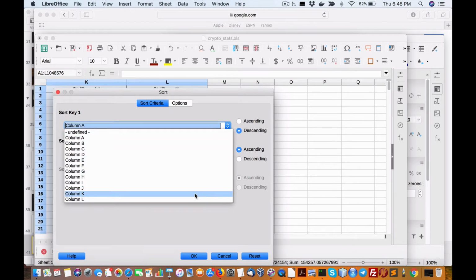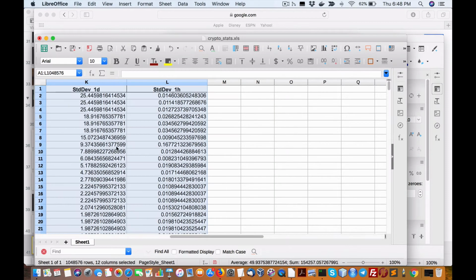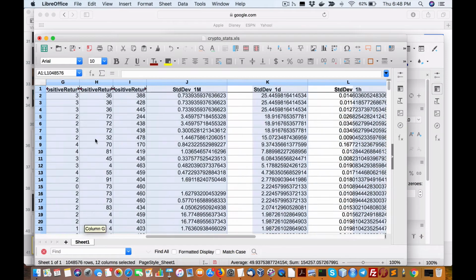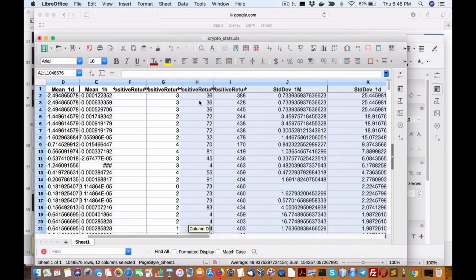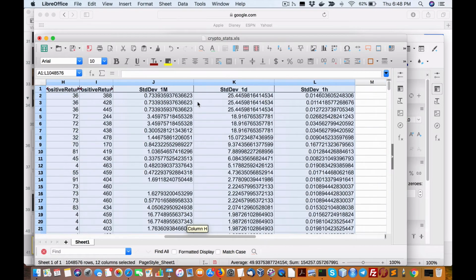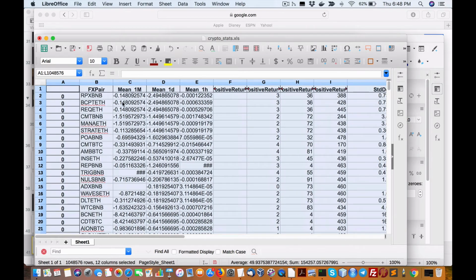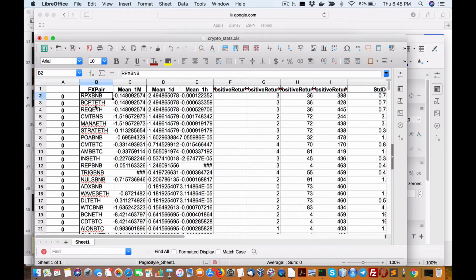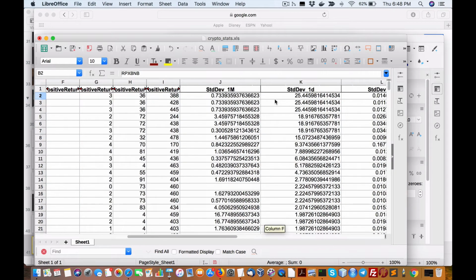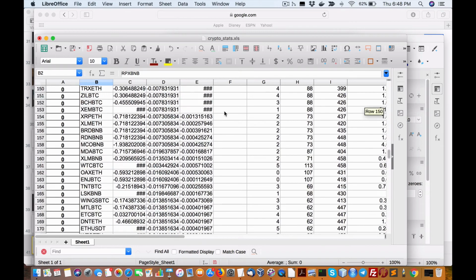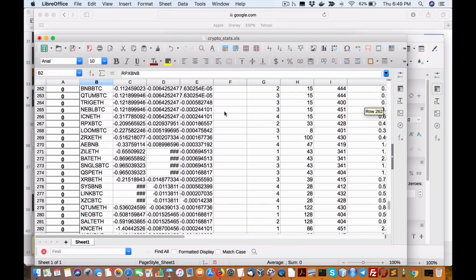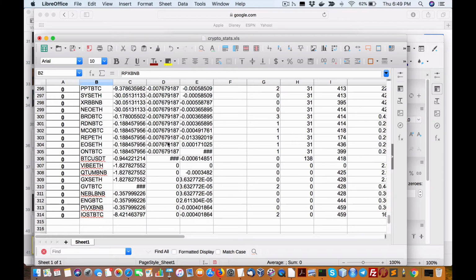Column K is daily. So we can see here which ones are the more volatile. Now this has not been normalized, it's just raw data. So this bunch are the more volatile. As you can see here, that's on the daily moves, and then as you move farther down, blah, blah, blah. So we have about 314.